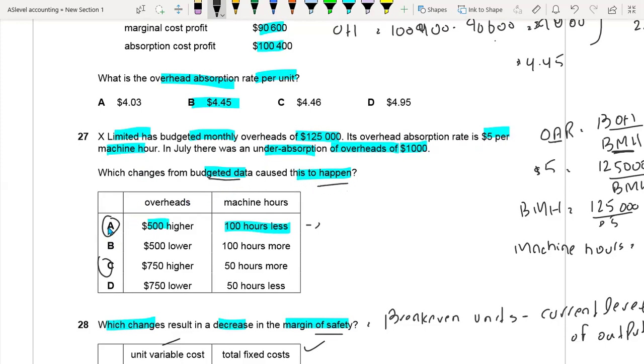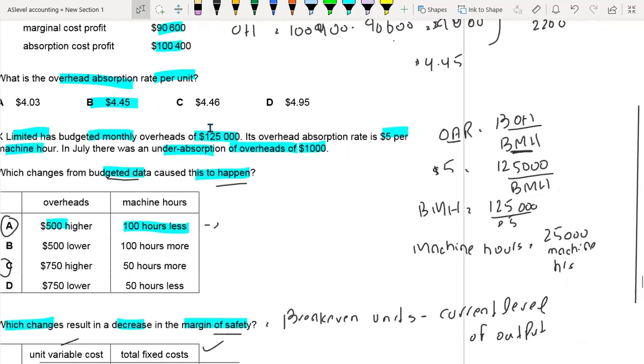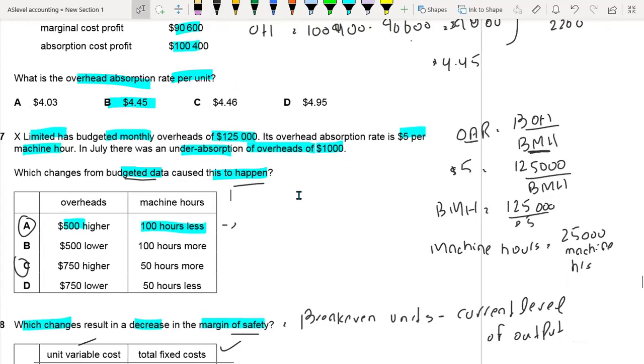So basically, we have to consider all these 4 points. If our overheads have increased by $500 and machine hours are less by 100 hours, would our answer be equal to $1,000 of under absorption overheads or not? If this is right, then option A is right. And you have to check all the options, and after that you will know which option is the right option. So first of all, we have to find the machine hours.